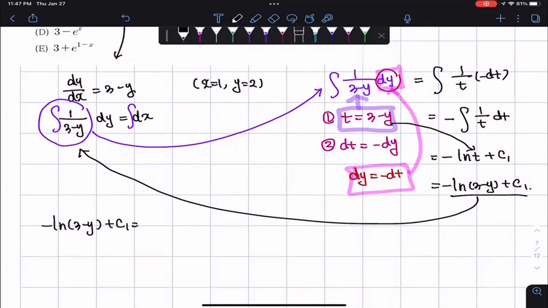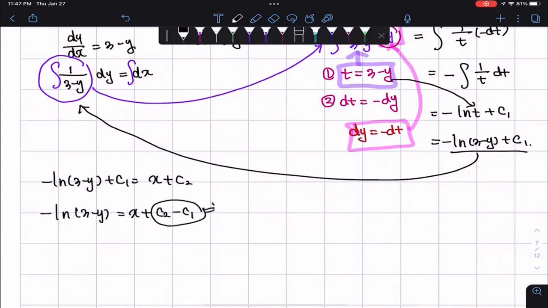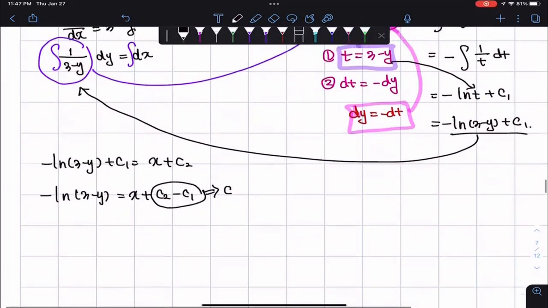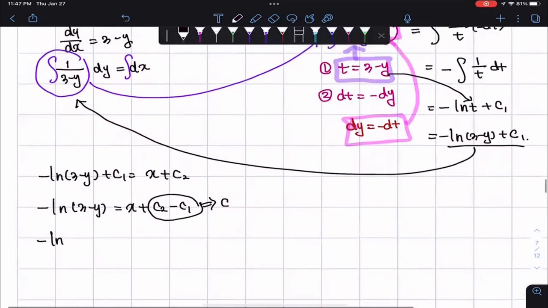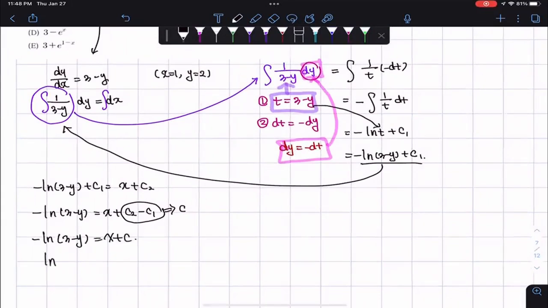This equals x plus c2. So minus ln of 3 minus y equals x plus c2 minus c1. This is just c because c is undecided. So minus ln of 3 minus y equals x plus c, so ln of 3 minus y equals minus x minus c. So 3 minus y equals e to the power of minus x minus c.